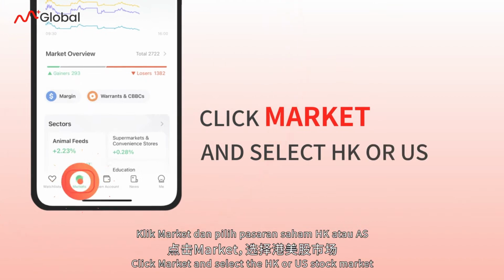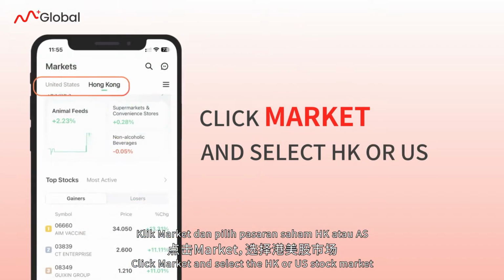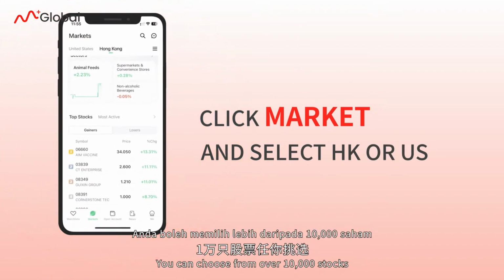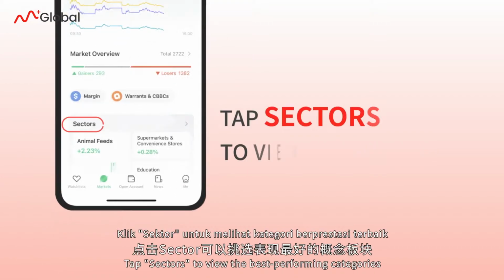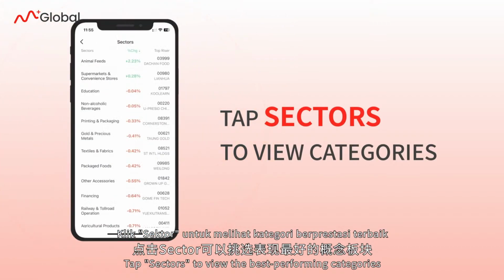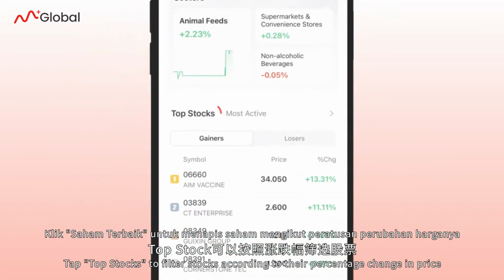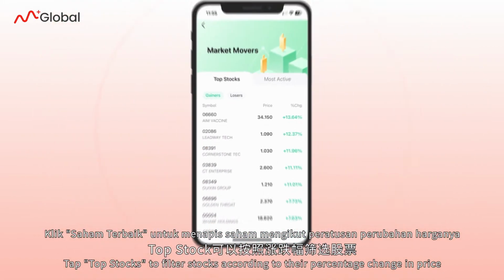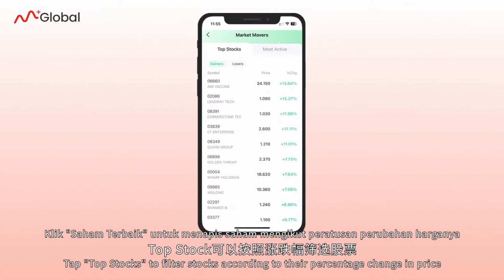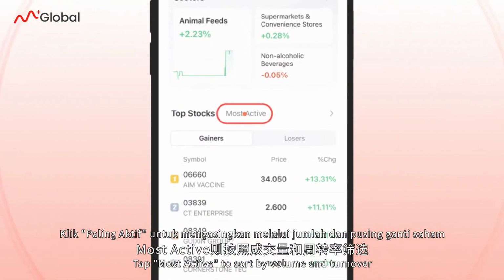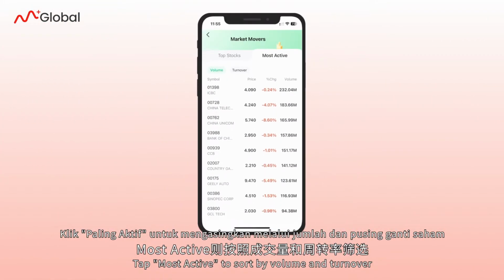Click Market and select the Hong Kong or US stock market. You can choose from over 10,000 stocks. Tap Sectors to view the best performing categories. Tap Top Stocks to filter stocks according to their percentage change in price. Tap Most Active to sort by volume and turnover.